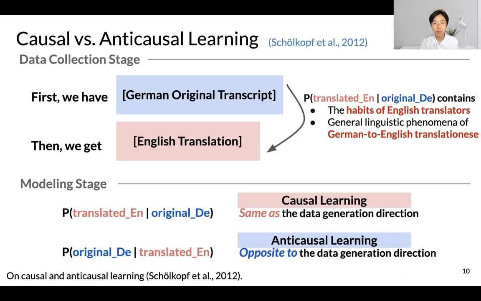To give them formal names, according to Schölkopf et al. 2012, the first is called causal learning, to learn a task the same as the data generation direction. And the other one is called anticausal learning, to learn a task that is opposite to the direction of data generation.